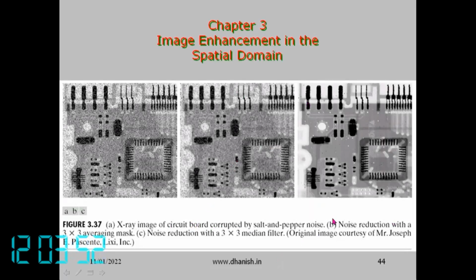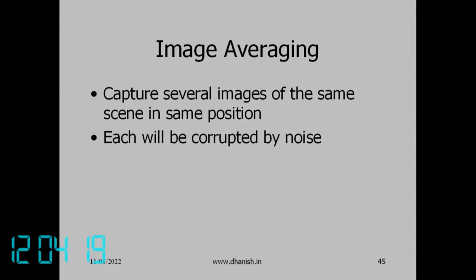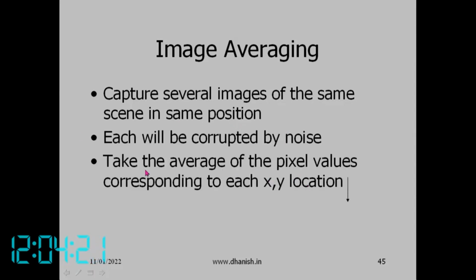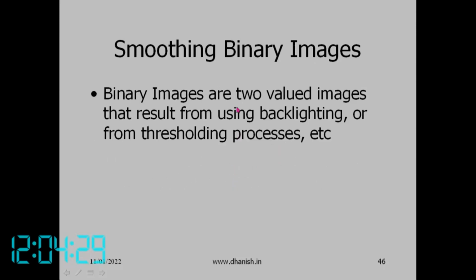Image averaging captures several images of the same scene in the same position. You take several photographs and then average them, because the noise particles will be random. If a noise particle is at one point in one image, in the next image it will be at a different point, so it will cancel out, and when you add up and average, it will become 0. So each image is corrupted by noise. Take the average of the pixel values corresponding to each pixel location. So that is image averaging.